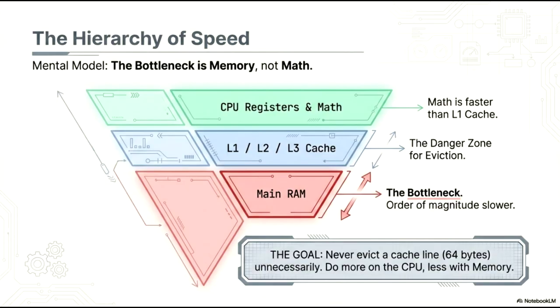As we move down into the L1, L2, and L3 caches, we enter what is known as the danger zone for eviction. If our data access patterns are inefficient, we risk forcing critical data out of these fast storage tiers. The most significant performance drop occurs when we reach main RAM. This is the true bottleneck of the system, operating at an order of magnitude slower than the cache layers above it. Our ultimate goal is to never evict a 64-byte cache line unnecessarily. By structuring our algorithms to do more work on the CPU and less movement through memory, we maintain high throughput and avoid the massive latency penalties associated with main memory access.